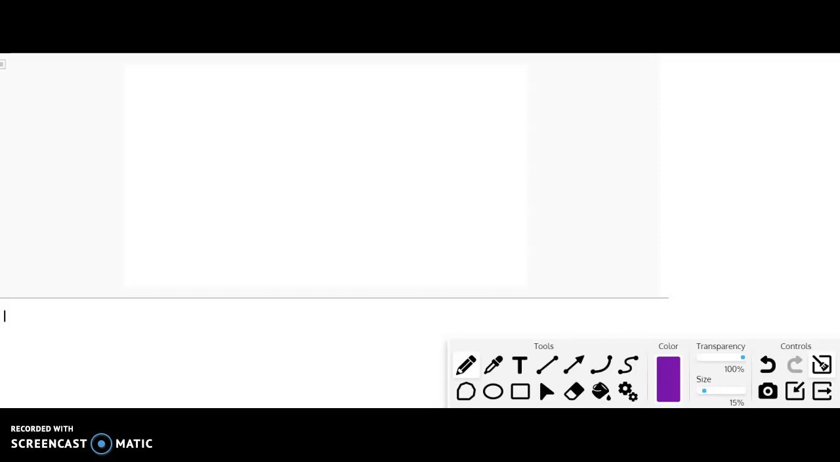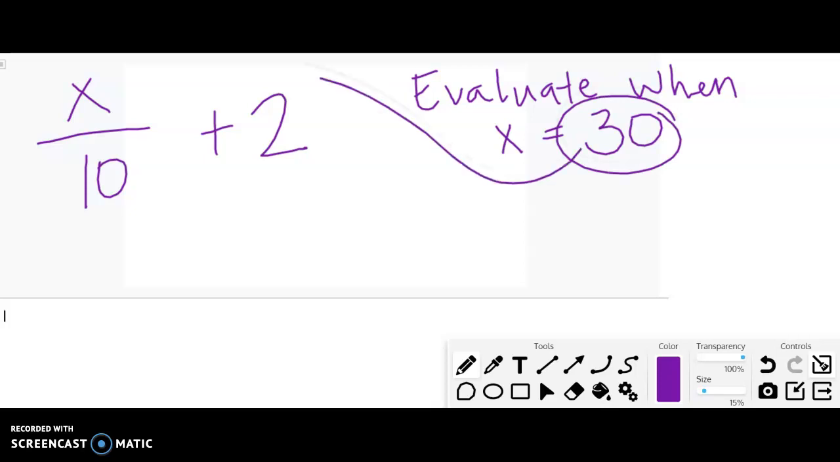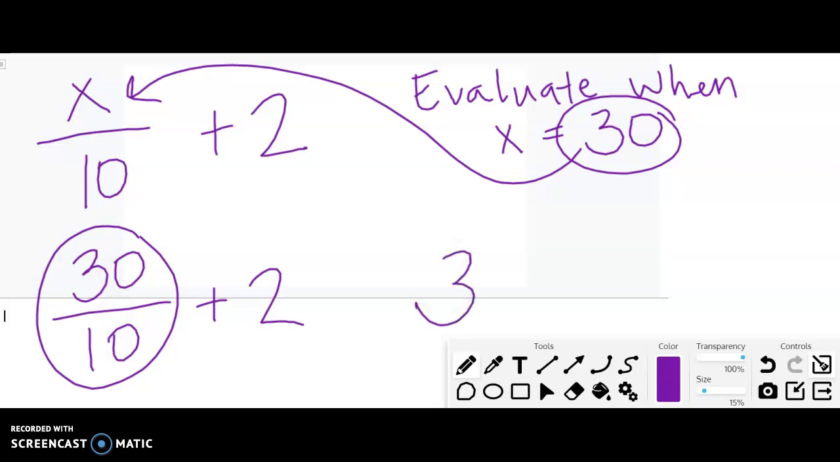Another example. If I had x over 10 plus 2, I'm going to evaluate when x equals 30. Well, first I need to substitute this in where x is. I'm going to rewrite it, but instead of x, I'll write 30. Okay, now I can evaluate it. Don't have any parentheses. I do have dividing. Remember, that means dividing. 30 divided by 10 is 3. 3 plus 2. So then 5 is my answer.